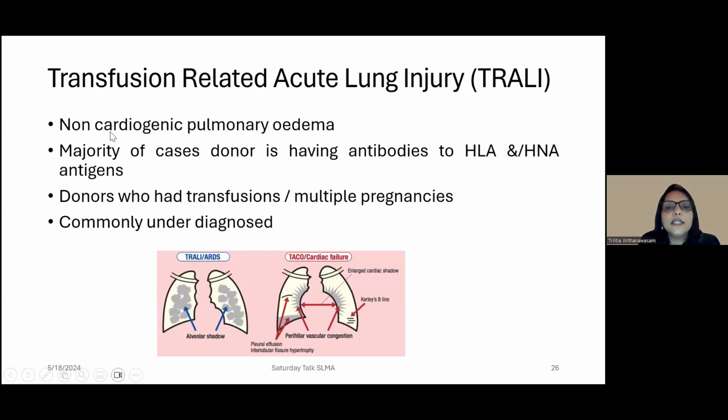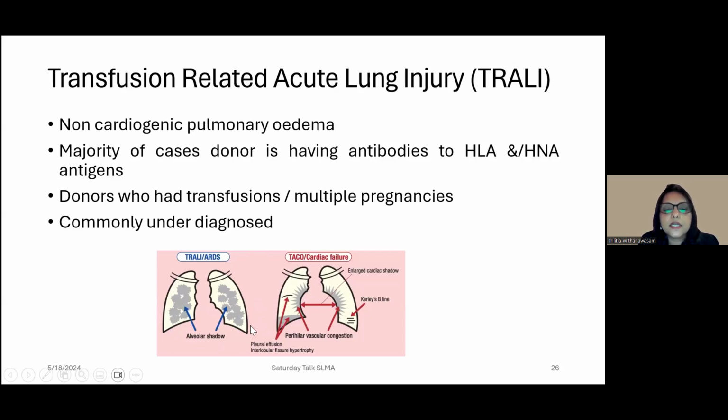This is non-cardiac pulmonary edema. The majority of cases are due to the donors having antibodies. These antibodies are human leukocyte antibodies or human neutrophil antibodies. So donors who had transfusions or multiple pregnancies have been exposed to other antigens and have antibodies. This is also not clear, and unless we make a good clinical diagnosis, we may miss it.